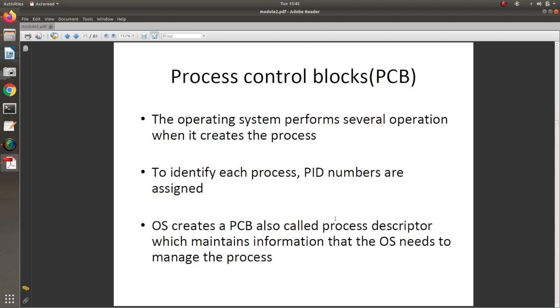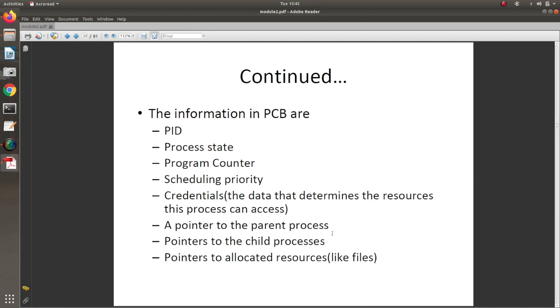Okay. Our next topic is process control blocks. The operating system performs several operations when a process is created. Each process has a unique process ID. The OS also creates a PCB, also called a process descriptor, which maintains information about the process that the operating system needs to manage it.